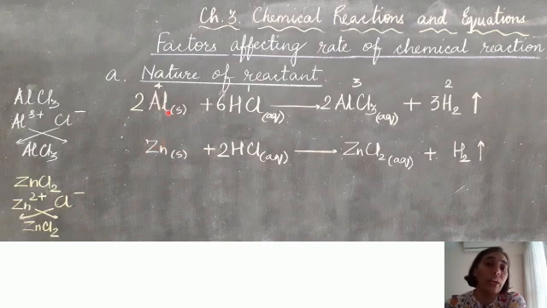Since it is more reactive than zinc, the reaction is completed faster and the evolution of hydrogen gas is also faster. So this is one factor that determines the rate of chemical reaction. So if you bring in contact those reactants which are having greater affinity for one another, the rate of reaction can be increased. So this is the first factor. Let us now see the next factor.